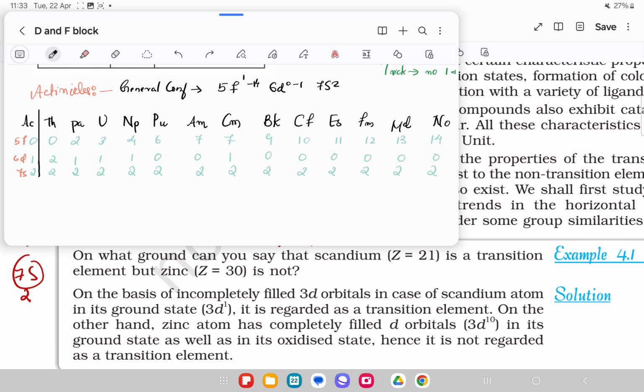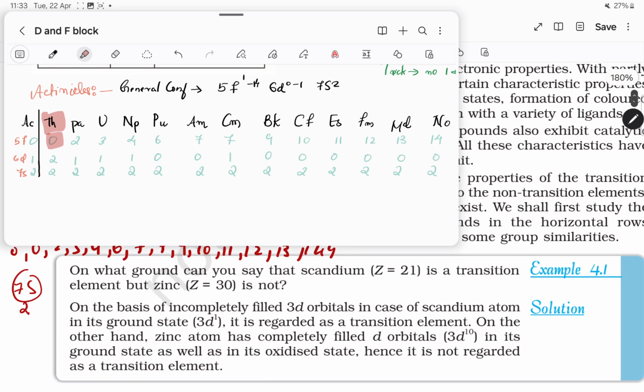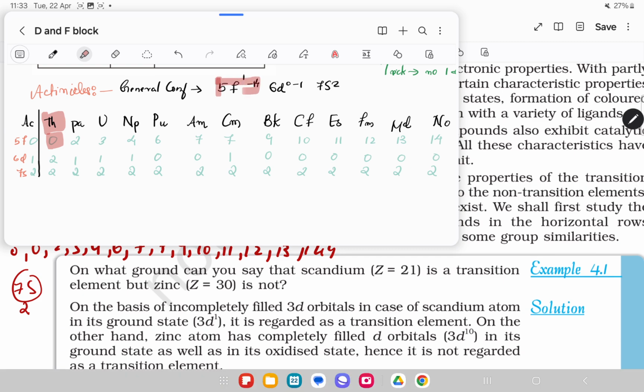Otherwise you can use this. And one of the very important things about this block of elements is thorium. Thorium is a special case. The general electronic configuration is 5f 1 to 14. Actinium is actually a part of the d block. Starting from thorium only it is the f block, right? Thorium is a part of the f block, but still its f configuration is 0. So that is very important. You should note it.